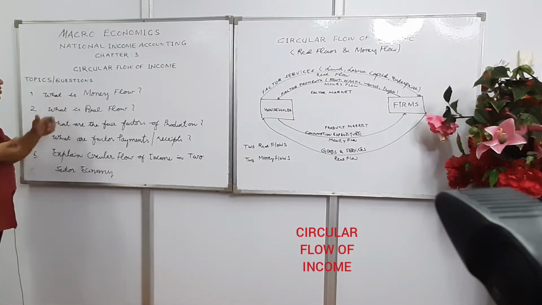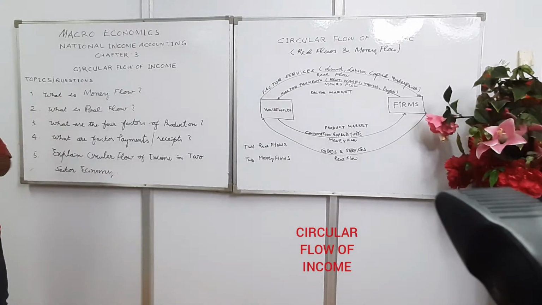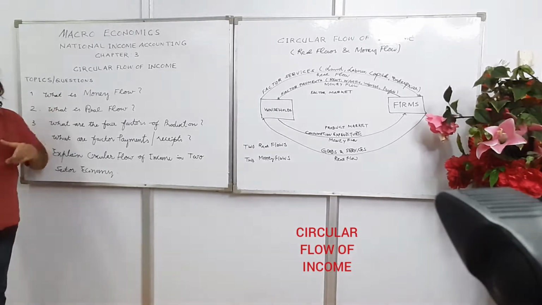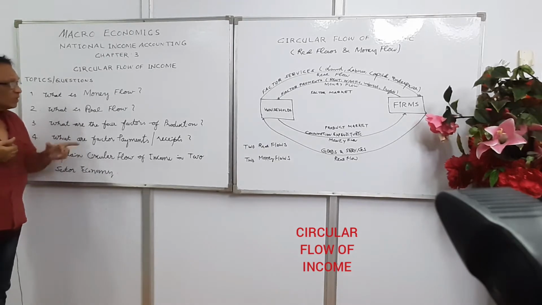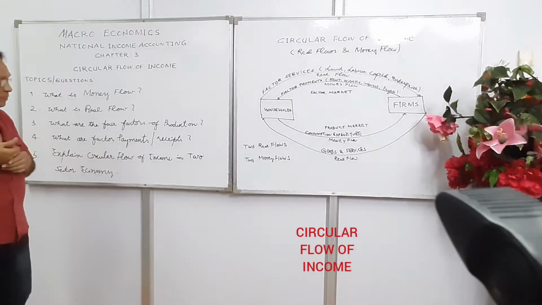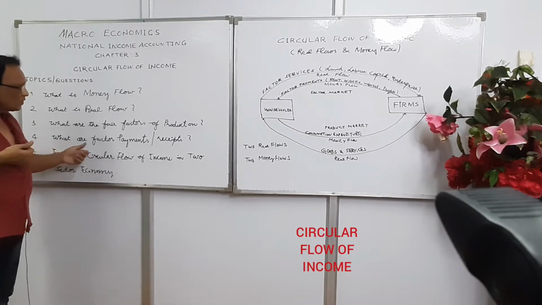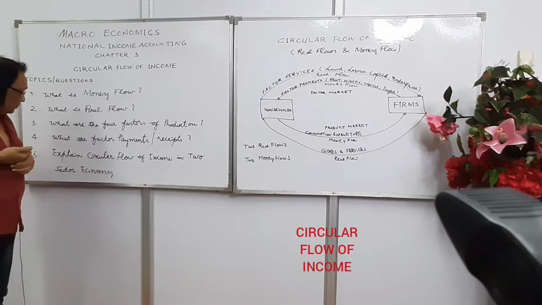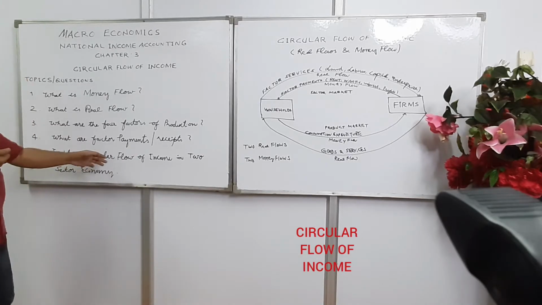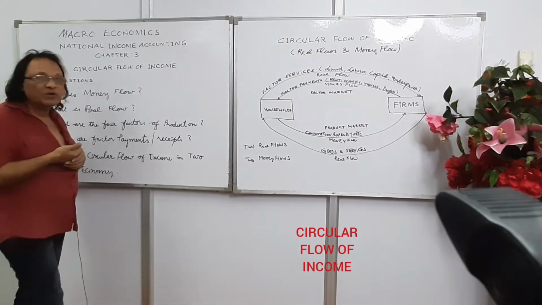Now, in this chapter, we'll be discussing, as usual, 5 topics or 5 questions. Number 1 is, what is money flow? Number 2, what is real flow? Number 3, what are the 4 factors of production? Number 4, what are the factor payments or factor receipts? Number 5, explain circular flow of income in 2-sector economy.